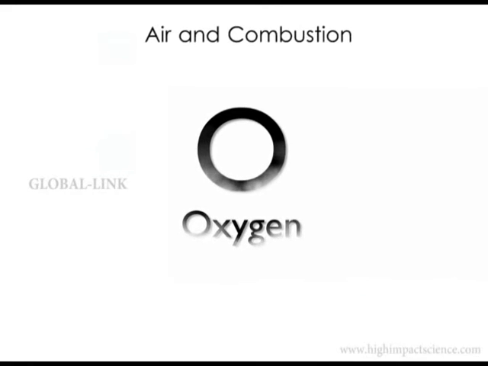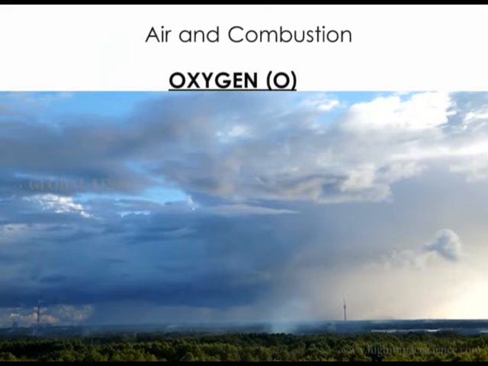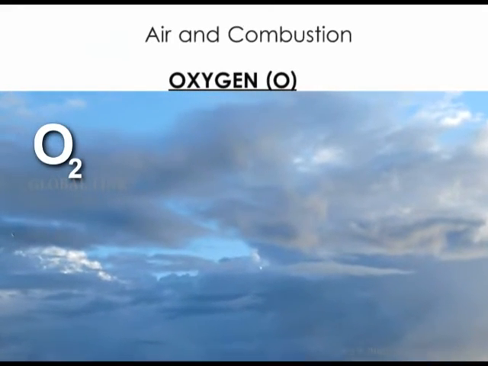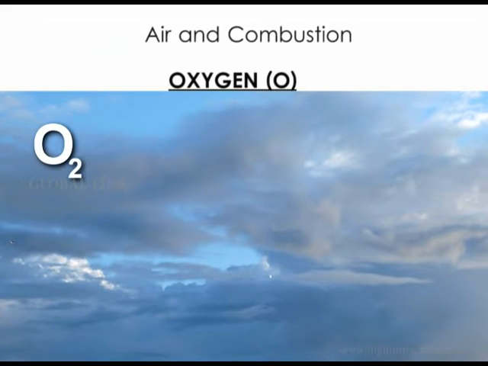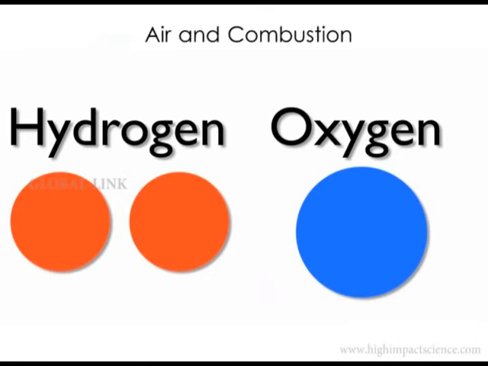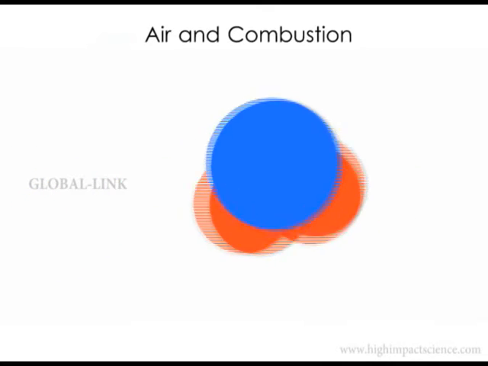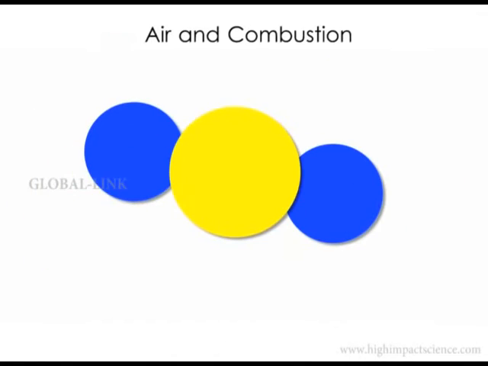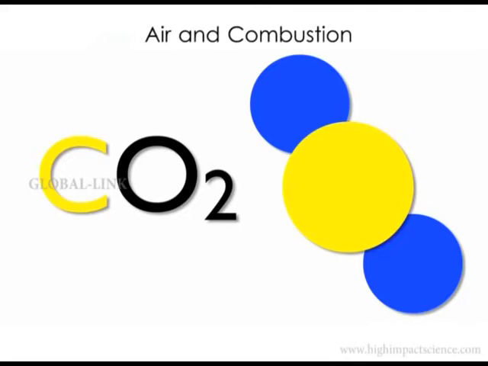Next, we look at oxygen. Oxygen can exist freely or combined into compounds. It exists freely in the atmosphere as a colorless gas. Here, two atoms of oxygen combine to form an oxygen molecule. Oxygen can also be found combined with other substances. Like in water, it is combined with hydrogen. And in carbon dioxide, it is combined with carbon.